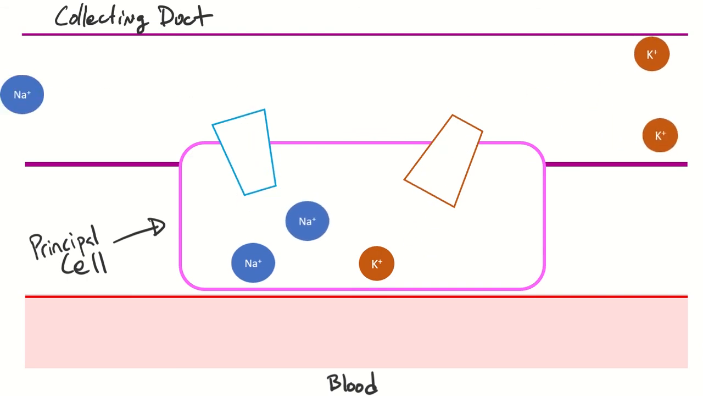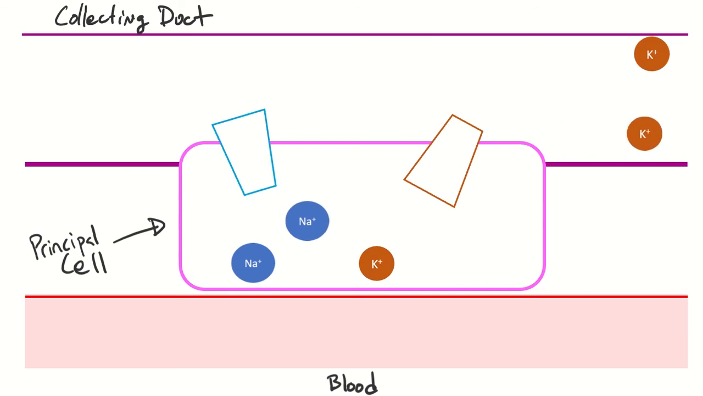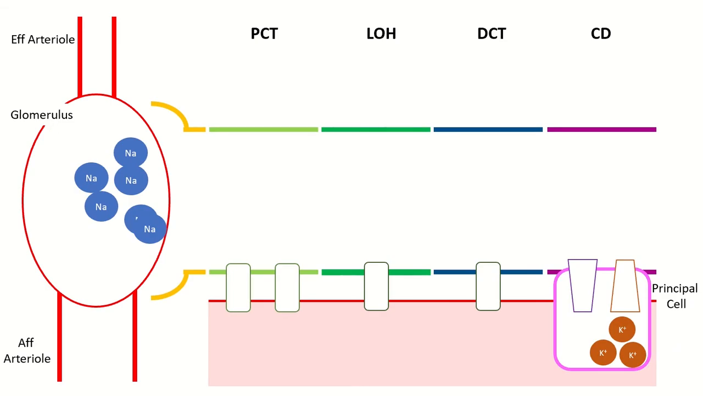This is the key concept in understanding potassium wasting versus potassium sparing diuretics. Everything else discussed in this video is based on that concept, so really make sure you get it before moving on. Okay, so now let's zoom back out and think, what determines how much sodium goes to the collecting duct?